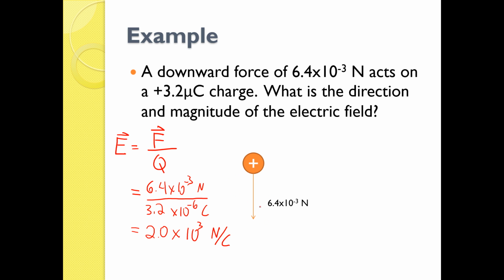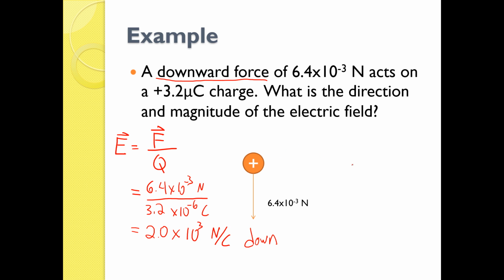And the direction, now remember the direction of the electric field is the direction that a positive charge is moving in. So if the positive charge is moving in a downward direction, then the electric field will go in the same direction as that positive charge. So in this case, the electric field is going down. The force is going down because that's what it tells us, which means that this charge is moving down, but the electric field is also pointed down because, again, electric field direction is based on how a positive charge moves.